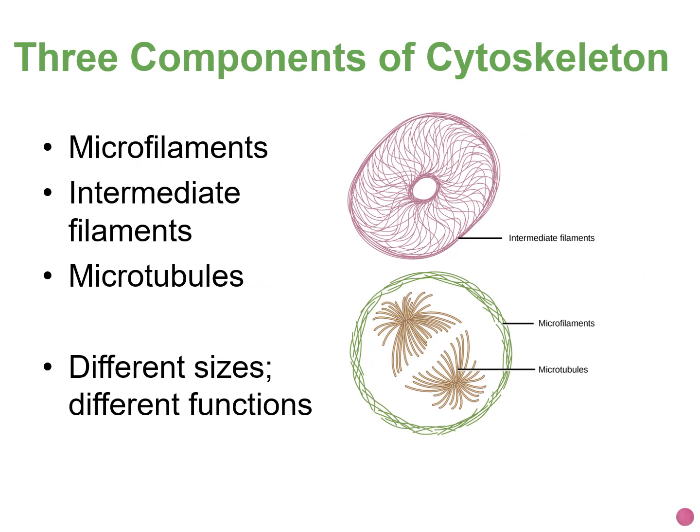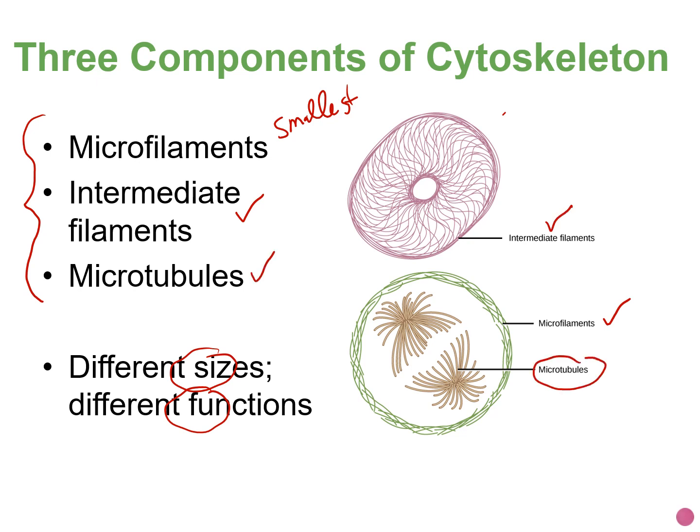There are three major components of the cytoskeleton, and they differ in their size as well as their function, although sometimes their functions slightly overlap. Here we have the three components listed in order of size, with microfilaments being the smallest. So I see those here. Intermediate filaments are moderate in size, and then microtubules are the largest. So very briefly, what do they do?